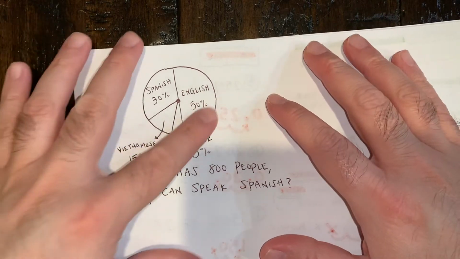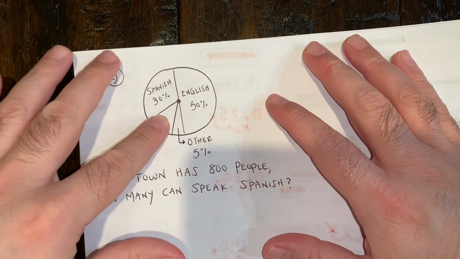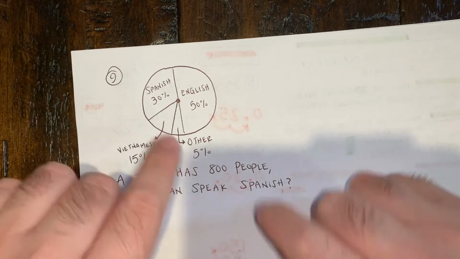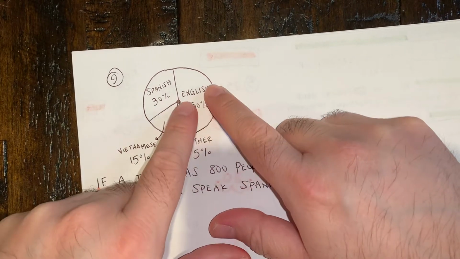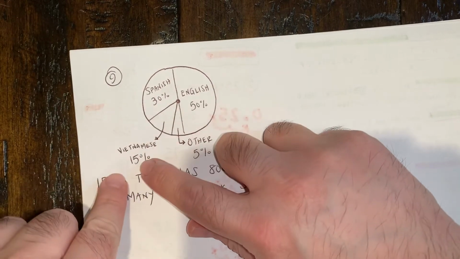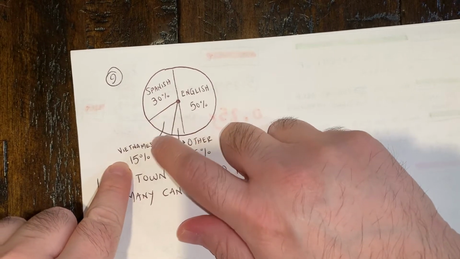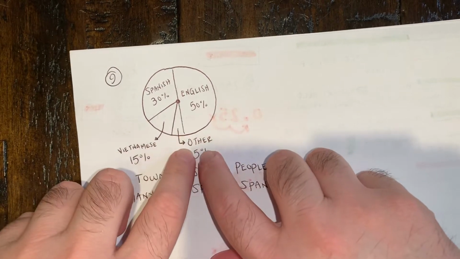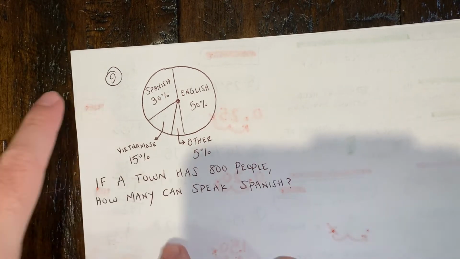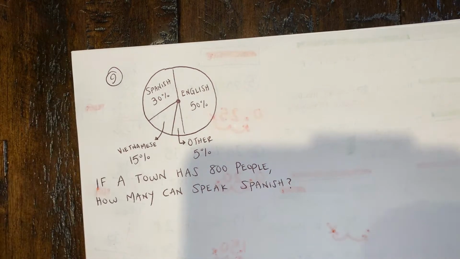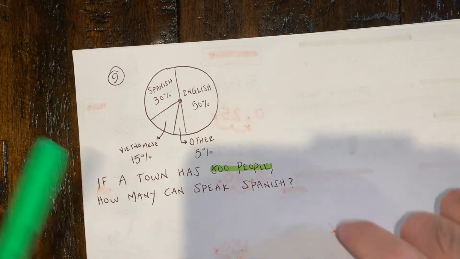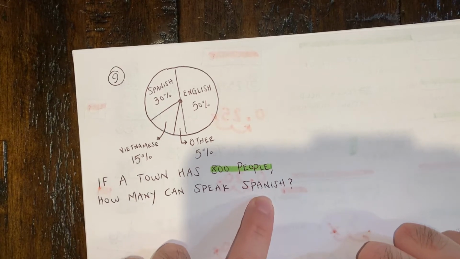Basically you can see that you have a pie chart here, and this pie chart is a town and what the people speak in this town. So you can see that 50% of the townspeople speak English, 30% speak Spanish, 15% speak Vietnamese, and then 5% speak another language. So what I want to do is, if a town has 800 people, so that's going to be important, how many can speak Spanish?